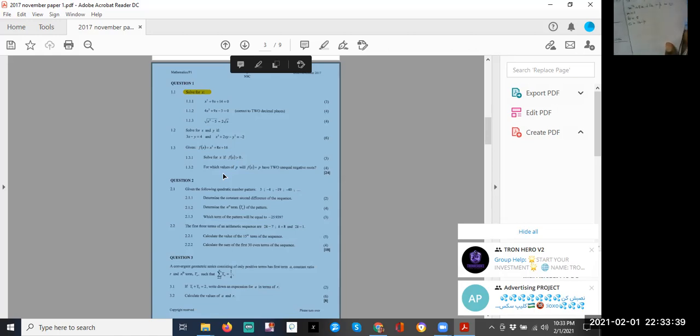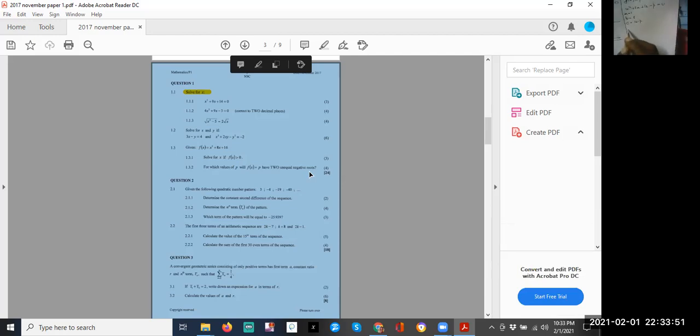Now, the question says, let's go back again. For which values of P will f at x have two unequal negative roots? Now, for unequal roots, what happens? It means our b squared minus 4ac must be greater than 0.